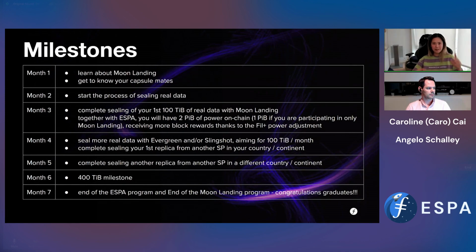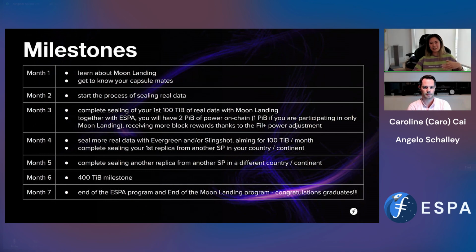So month 1, effectively starting today, you'll learn about moon landing. You will get to know people who sign up in the first month, and we will get to know each other. Month 2 is when the process of sealing real data begins. Angelo and I will be hand-holding you if you need that help to get started on Slingshot or Evergreen. And month 3 is a big milestone where you seal your first 100 TiB of real data with moon landing, either with Evergreen or Slingshot.